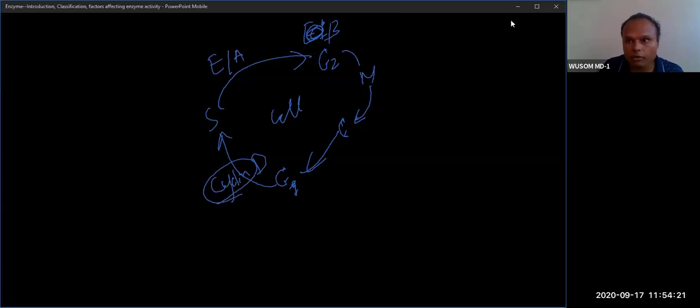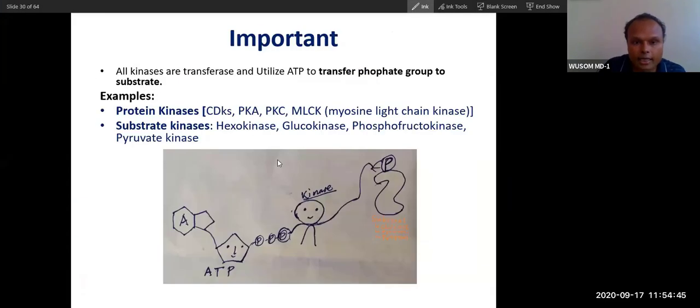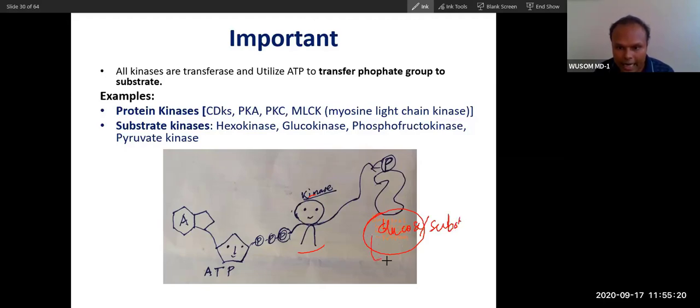So just remember, for kinases, just forget about this right now. Any kinases, you remember this picture. What does kinase do? Kinase is an agent. Just remember this enzyme is an agent. It actually takes the phosphate. This is an ATP molecule: adenosine, this is adenine, this is pentose sugar, and this is triphosphate. So this kinase takes a phosphate group from ATP and transfers the phosphate group to a substrate. A substrate can be glucose or another substrate. A substrate can be protein.